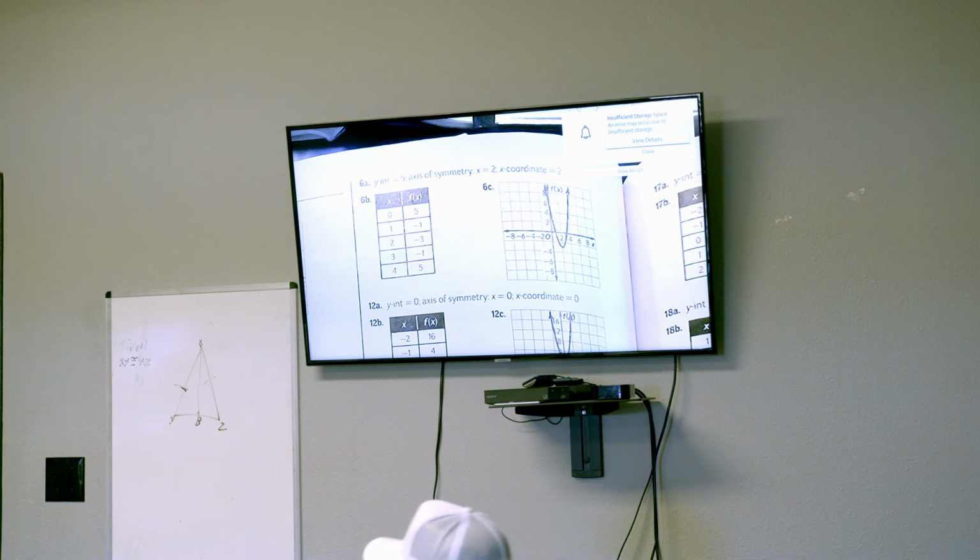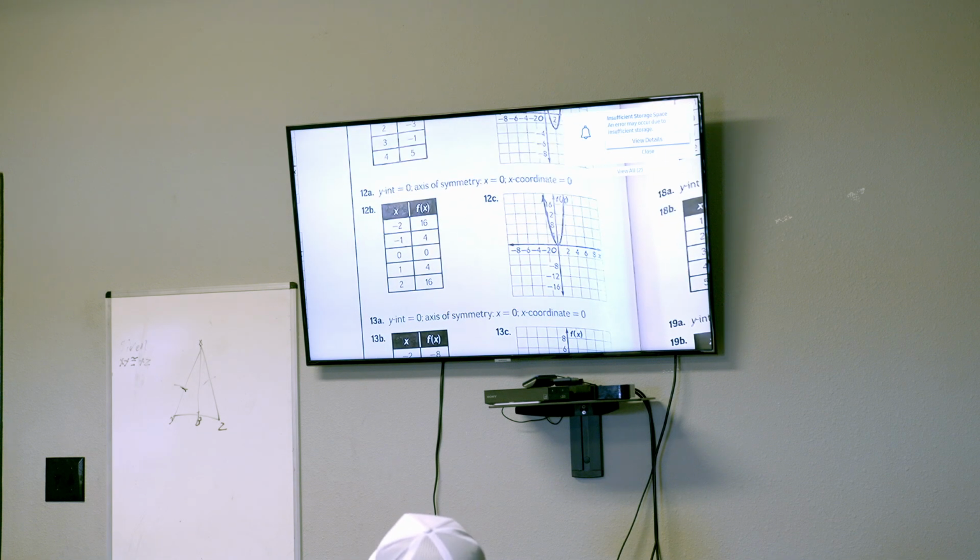Okay. Number 12 is right there. Insufficient storage space. How could you, Sean? No, that's not on my phone. That's on the TV or the Apple TV or something. How could you, Sean? So who knows?